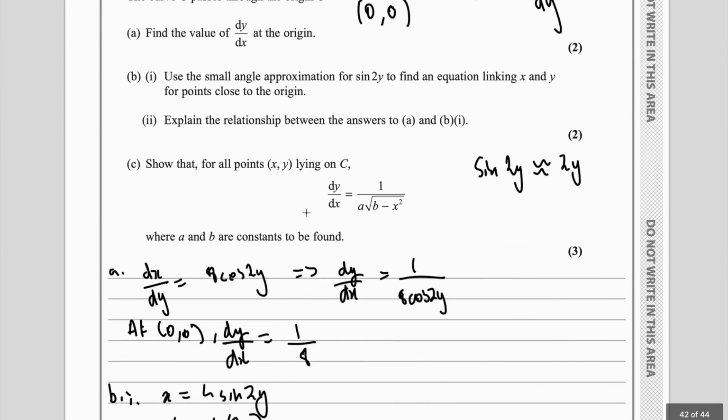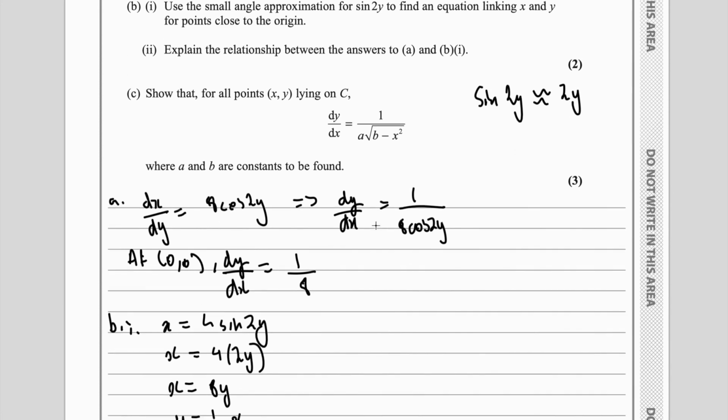Part C, okay, show that for all points x, y lying on C, dy over dx is equal to 1 over a times root b minus x squared, where a and b are constants to be found.